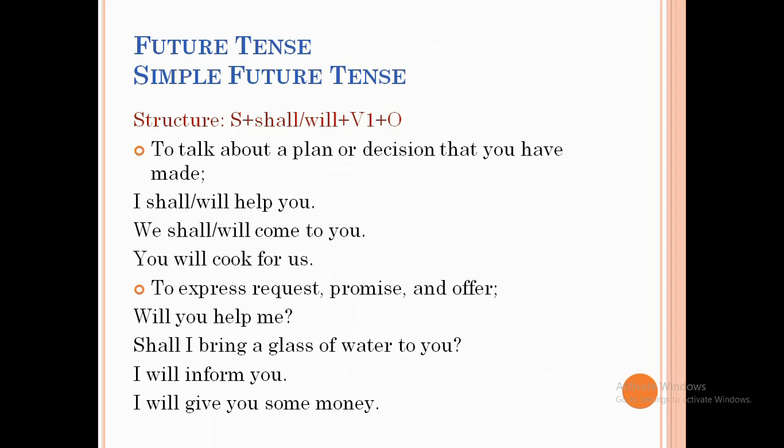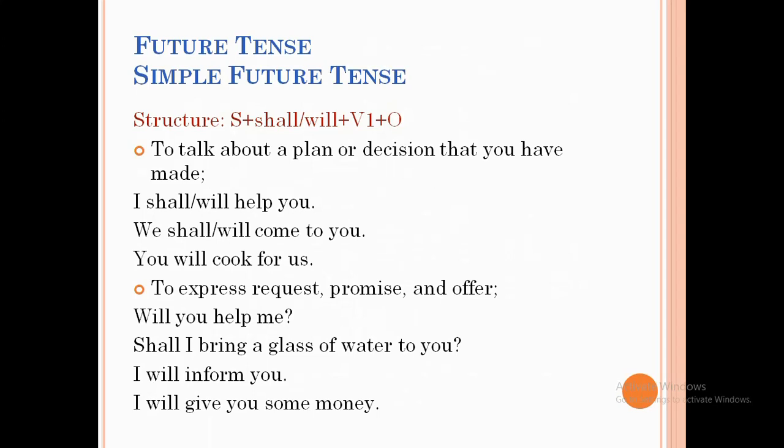Simple future tense is used to talk about a plan or decision that you have made. In that situation we use simple future tense. Whenever we talk about any plan or decision, we use simple future tense. Let's see some examples. I shall or will help you. We shall come to you. Plan. You will cook for us. In these situations we use simple future tense.